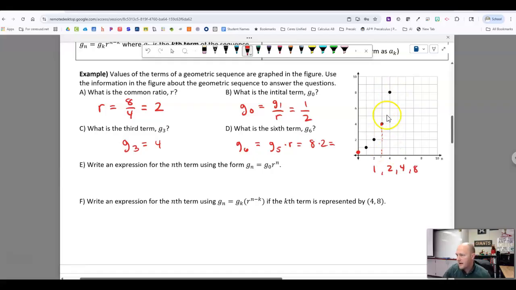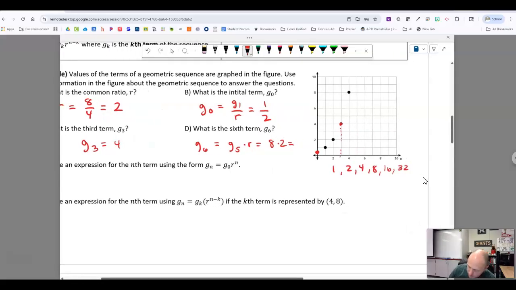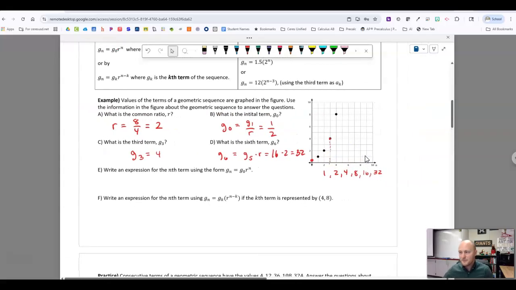If it's 8, my next one is going to be 16. Sorry, I'm just overcomplicating this. And then I multiply that by 2, we get 32. Sorry, that should say 16. I made that way harder than it needed to be. It wasn't that deep. So my sixth term would be 32, way up here. And do you notice how this graph grows really, really fast?